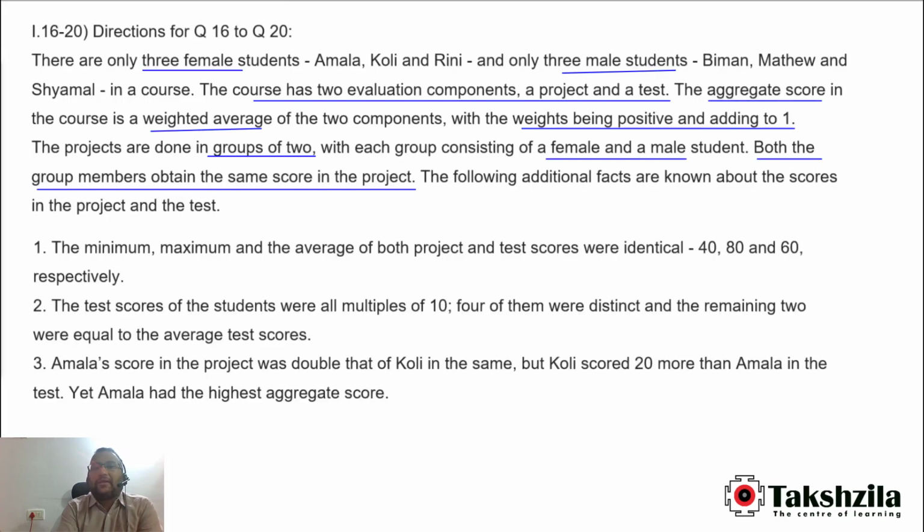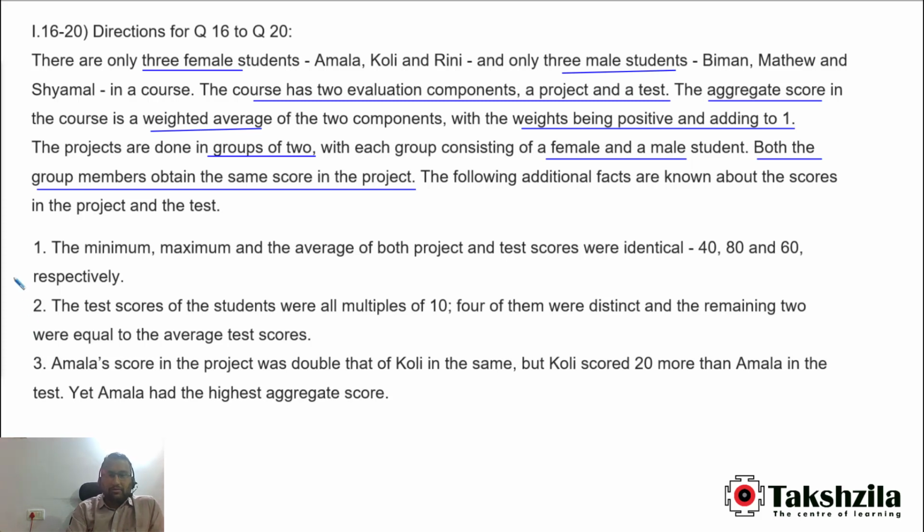After looking at the questions, what you come to know is that you need to identify the 6 students. We need to find out how much each student scored in test, how much in project, and what the aggregate score is. So now let's read the statement. The maximum, the minimum and the average of both project and test scores were identical, that is 40, 80 and 60 respectively. So first of all, let's understand statement number 1.